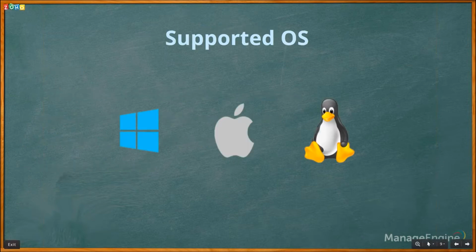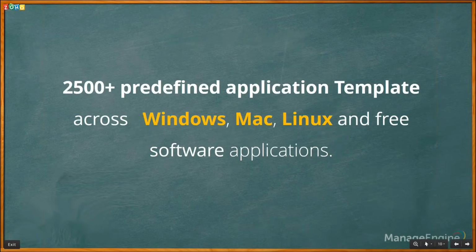Desktop Central software deployment supports all 3 operating systems: Windows, Mac, and Linux. And we have over 2,500 predefined application templates that are available on the server for all 3 flavors of operating system that you can use to download the application and install them.